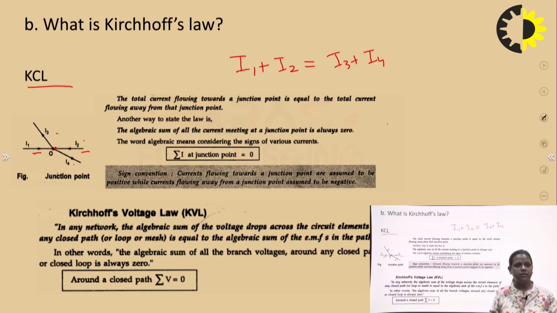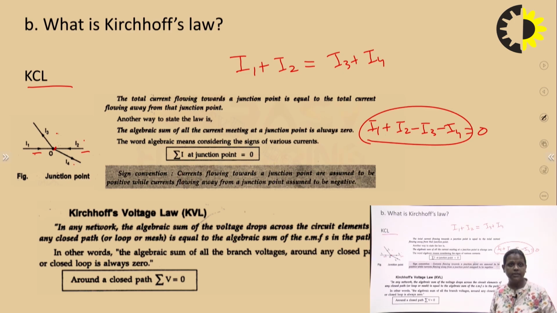Of course, we will take a sign convention here. Currents flowing towards the junction point are assumed to be positive, while currents flowing away from the junction point are assumed to be negative. So if we write according to this, I1 plus I2 minus I3 minus I4 is equal to 0. So the algebraic sum of all the currents at a junction point is equal to 0, or you can say that total current flowing towards the junction point is equal to the total current flowing away from the junction point. So this is your KCL.